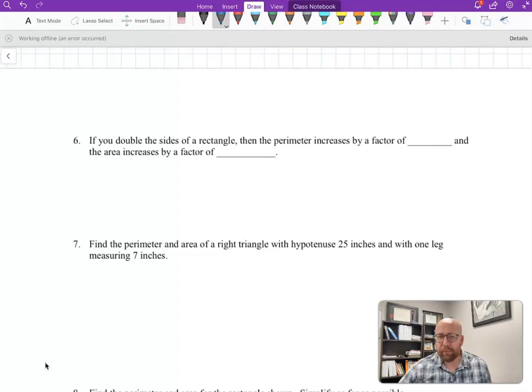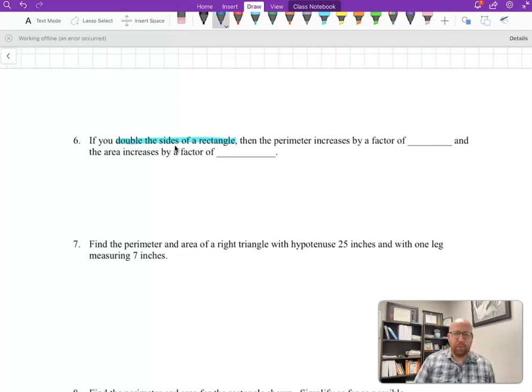Problem number 6. If you double the sides of a rectangle, then the perimeter increases by a factor of blank, and the area increases by a factor of blank. Okay, well, let's find the answer to these questions. So, we are doubling the sides of a rectangle.